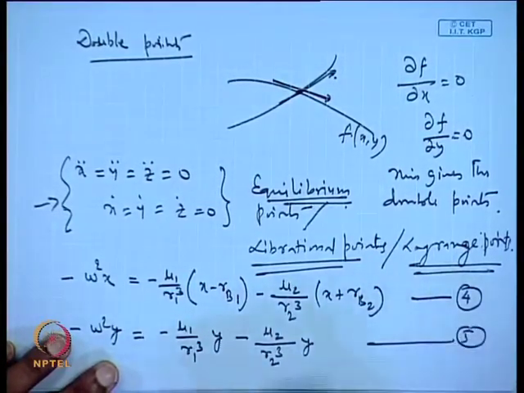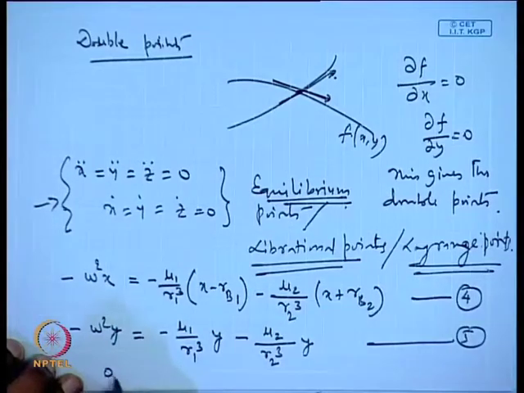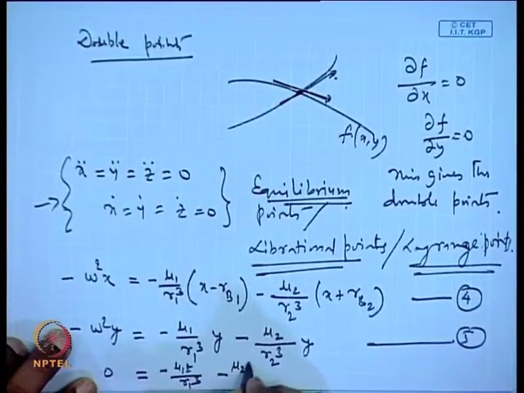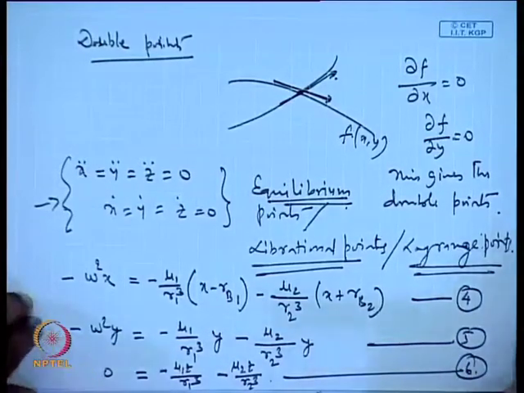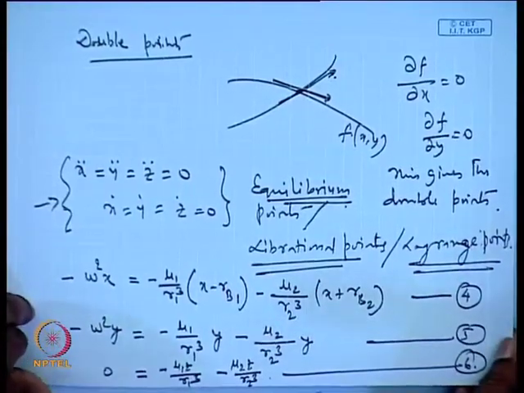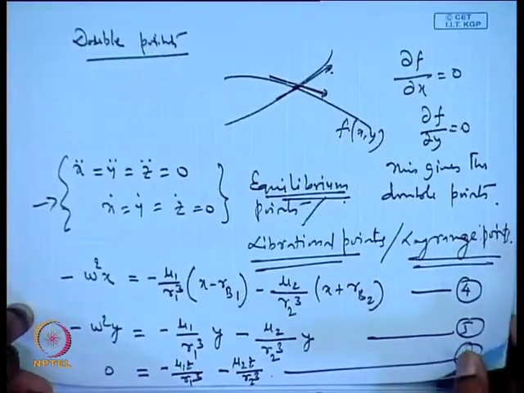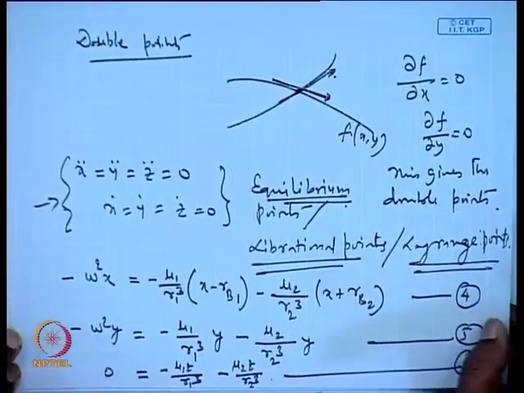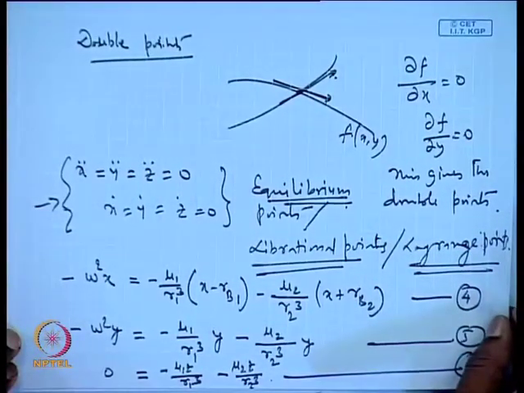This is our equation number 5, and then 0 equals minus mu 1 z by r 1 cube minus mu 2 z by r 2 cube. Okay, this is equation number 6. So now these three equations, equation number 4, 5 and 6, can be solved to find the values of x, y and z.